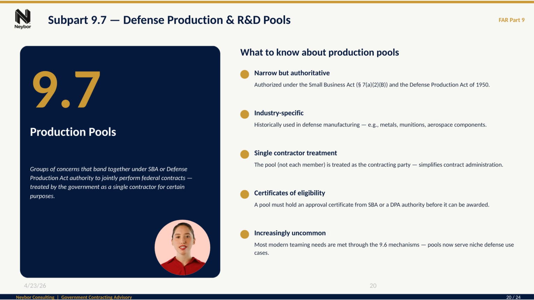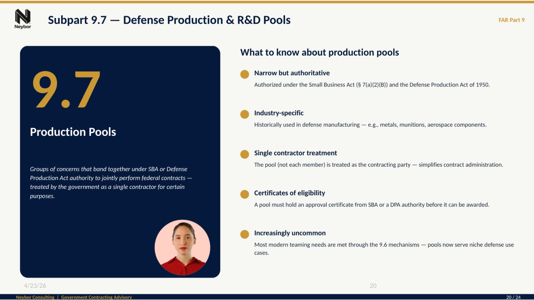Subpart 9.7 is the least used corner of FAR Part 9, but it's worth knowing it exists. It authorizes defense production pools and research and development pools. These are groups of concerns, firms, that formally band together under either the Small Business Act, Section 7, or the Defense Production Act of 1950 to jointly perform federal contracts.